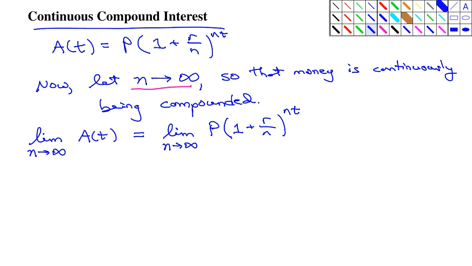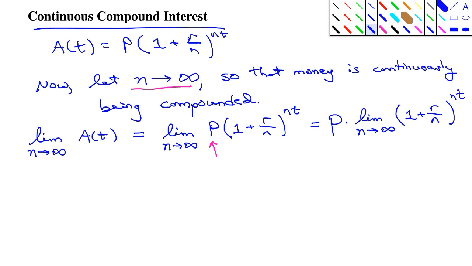Now, one of the rules of limits is if you have numbers, then they can come out to the front. The variables are the ones that have to stay inside the limit. Well, the P in this case is actually a fixed number, so it can come out to the front. So we can have P times the limit as n goes to infinity of (1 plus r over n) raised to the nt power.